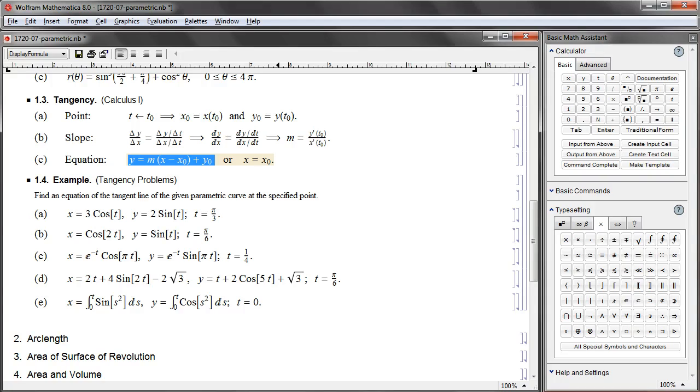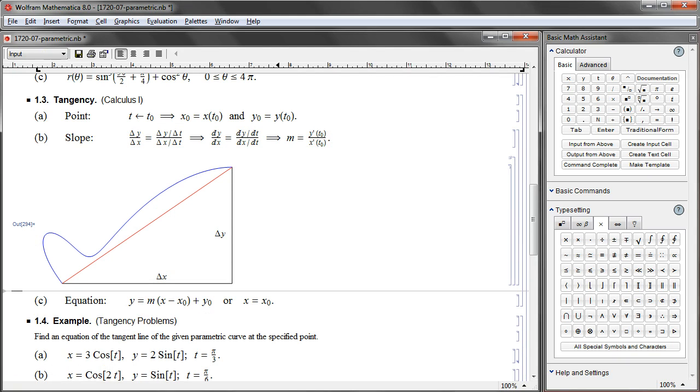If the slope is undefined, then you're going to have a vertical line, x equals x naught, and that's easy to find out. When you do the slope computation, you're going to get denominator 0 or something wacky, and that's how you know you're going to get a vertical line. Now, how do you find the slope? The slope formula is extremely simple, y prime of t naught over x prime of t naught, and the derivation is like this.